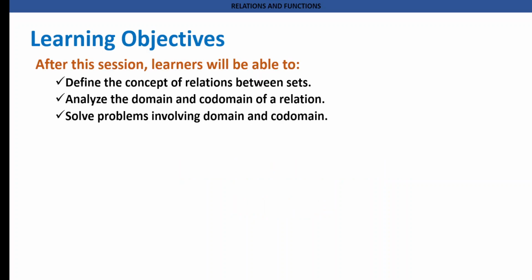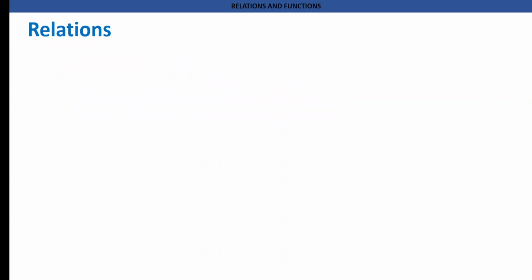Learning objectives. After this session, learners should be able to define the concept of relations between sets, analyze the domain and codomain of a relation, and solve problems involving domain and codomain.